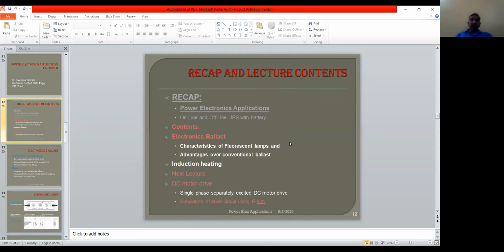What we saw in the last lecture was power electronics application, online and offline UPS, single conversion, double conversion mode, and UPS selection factors. As well, we discussed what power electronics is. Now, in this lecture, we are going to discuss electronic ballast, characteristics of fluorescent lamps, advantages of electronic ballast over conventional ballast, and part of the induction.